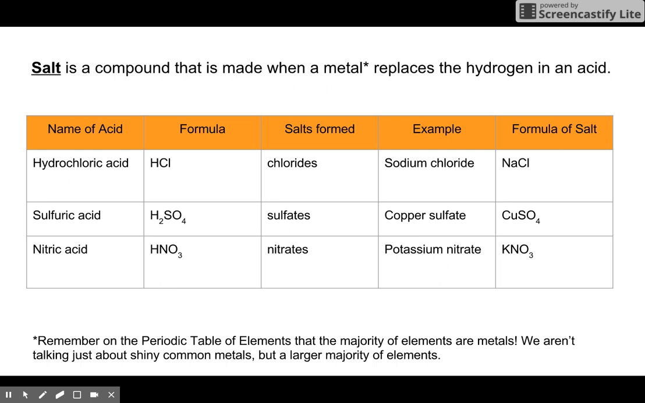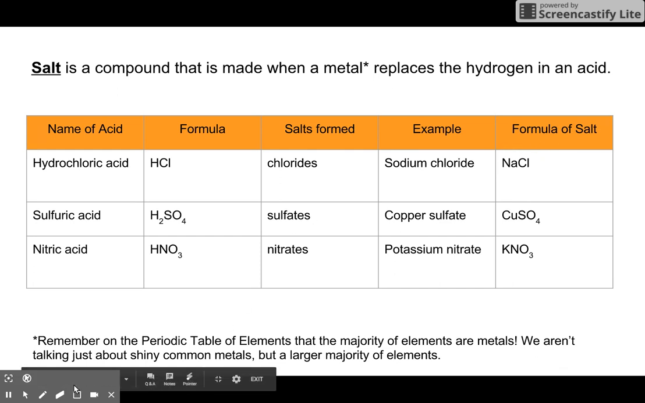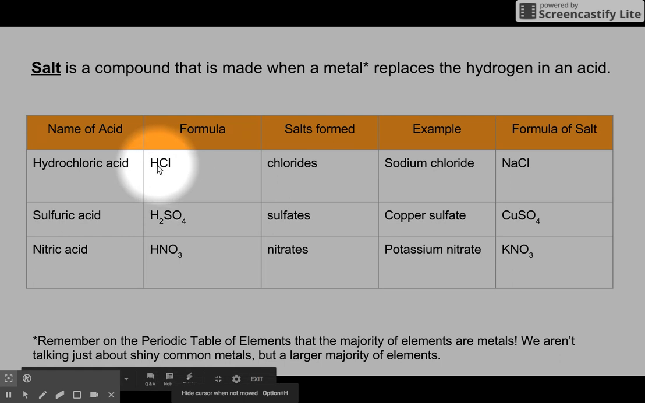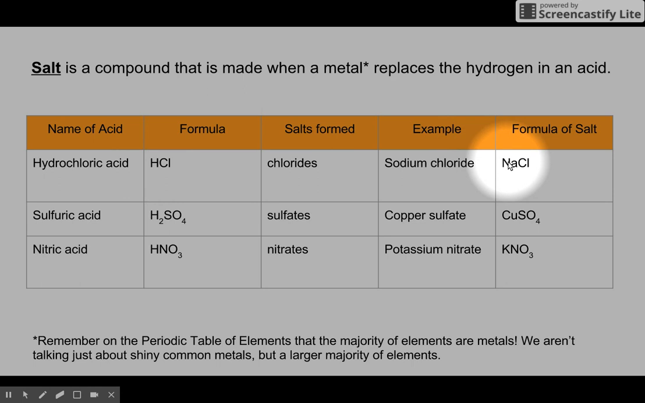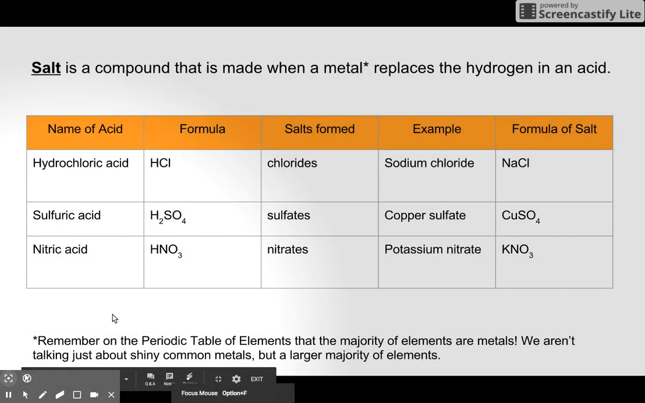When you look at this chart, what is similar about the formula for hydrochloric acid and the formula for sodium chloride? What do you notice? Hopefully, you notice that the hydrogen has been replaced by the sodium. The same thing happens in sulfuric acid. Here's the hydrogen, and it's replaced by the copper. And down here with nitric acid, our hydrogen is being replaced by the potassium.